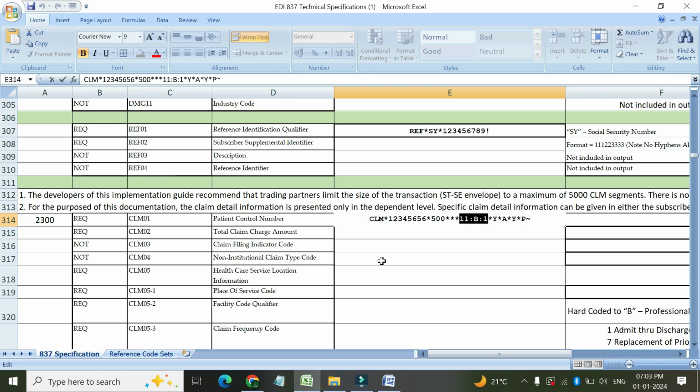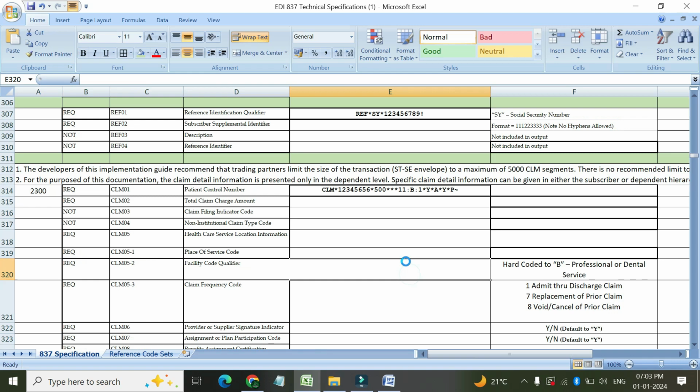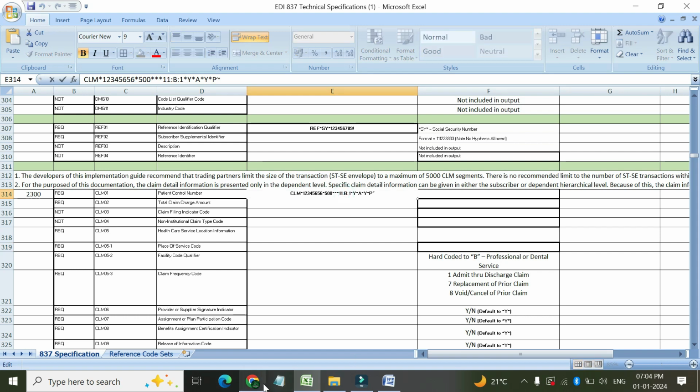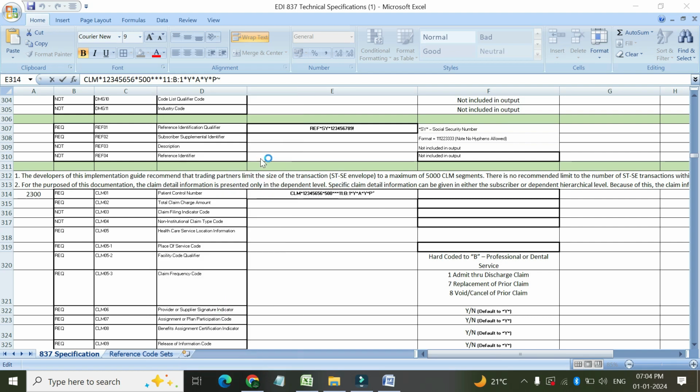Let's look at what each of them means. Let me zoom out. CLM05-1, that means the first sub-element of the 5th element of the CLM segment, which is the place of service code. In this case it is 11. I think 11 is for office visit. You can go to Google and check what the different place of service codes are. Let's check that right now.